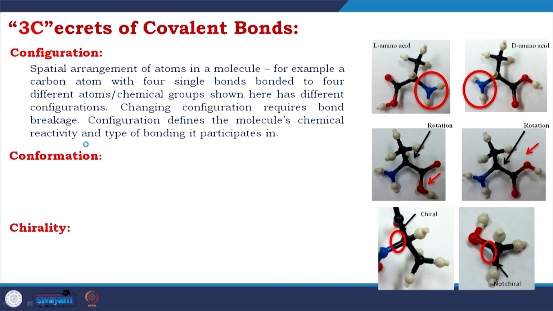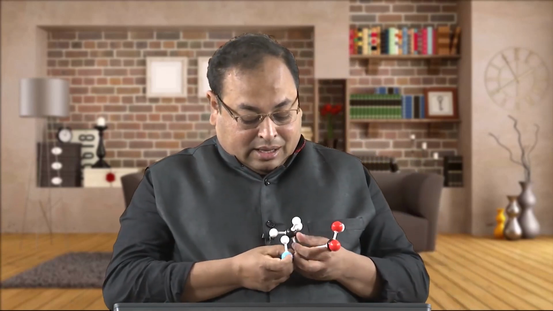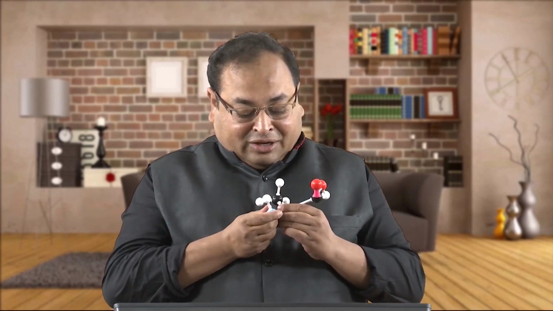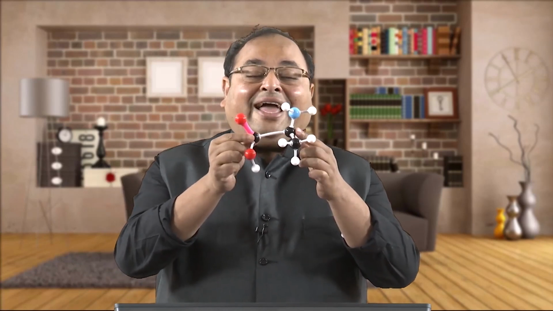Coming to conformation. In conformation, you have to perform something called a rotation. So, if you have an amino acid like this, if you look at this structure, it is representing an amino acid called alanine.